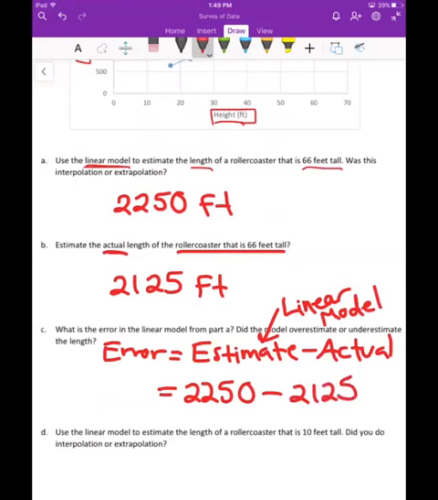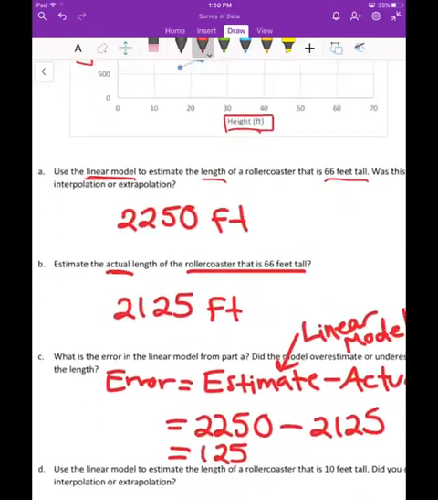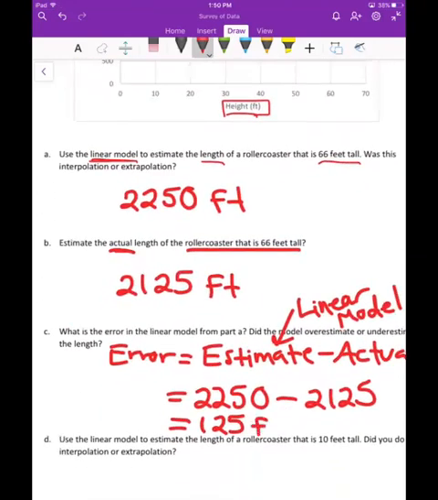Now, your estimates from this graph, because we're eyeballing this, could be a little bit different. So whatever you estimated from the linear model minus whatever you estimated for the actual point. I'm very certain though that the actual was less than the estimate because that actual data point was below the line. Okay, so when we subtract those, I see that my model was overestimating that data point by 125 feet. And I know that's an overestimate because my linear model was greater than my actual, which means my error is positive. So this was an overestimate.